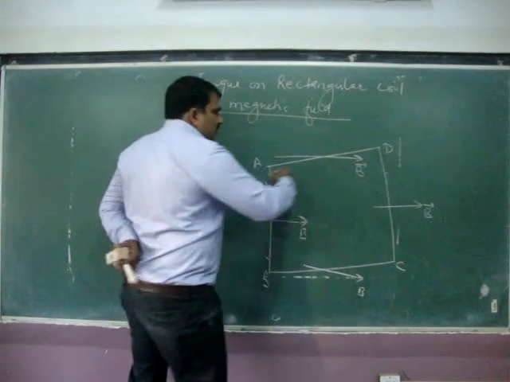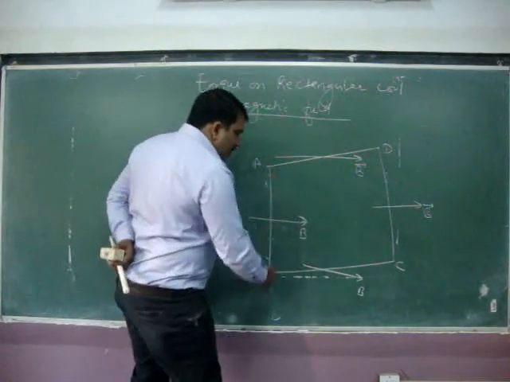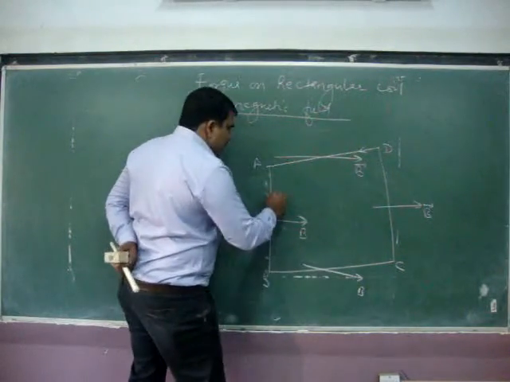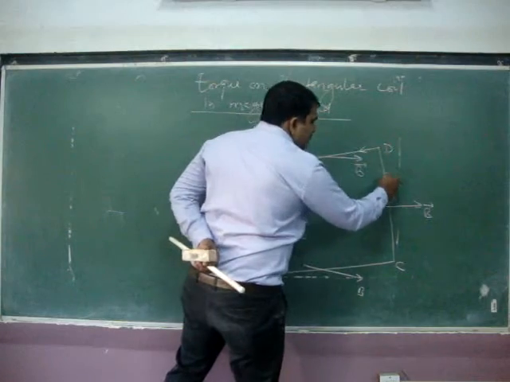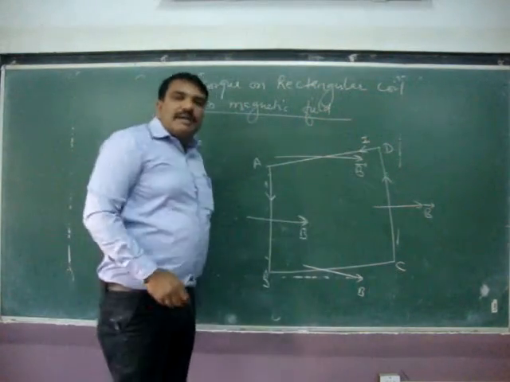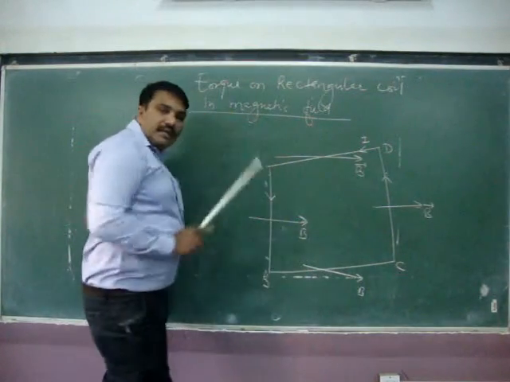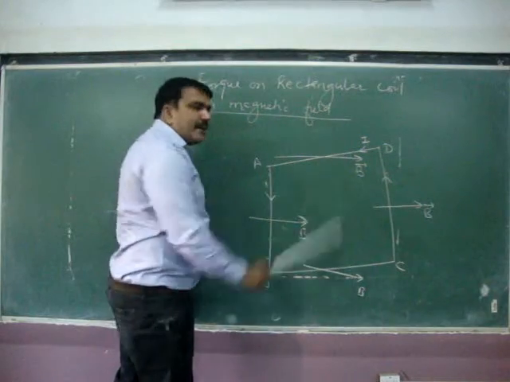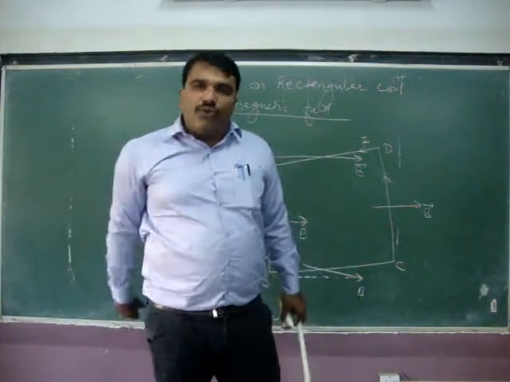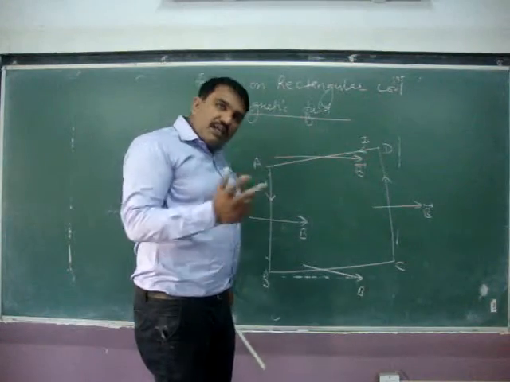Now you can see that because this current carrying coil consists of 4 arms, it has 4 wires A, B, B, C, C, D and D, A. Now this coil is carrying current, suppose like this, in anti-clockwise direction. Once again, this coil is carrying current I. Now all these 4 wires are placed in the magnetic field, and we know that a current carrying wire placed in magnetic field experiences a force. So all the 4 wires A, B, B, C, C, D and D, A, they will experience a force.